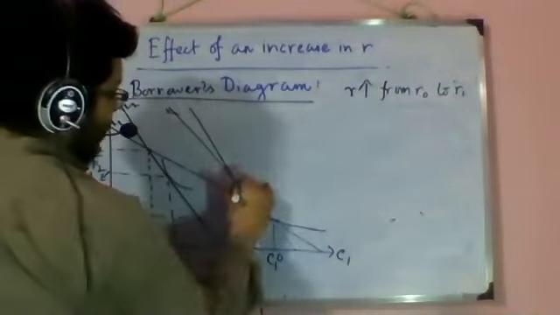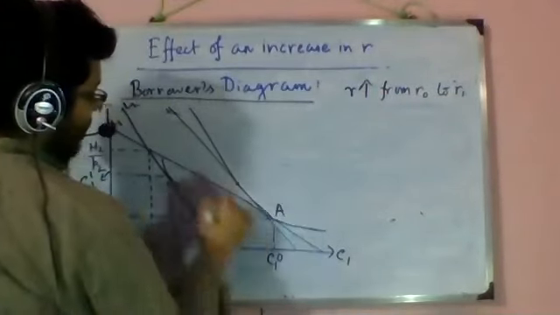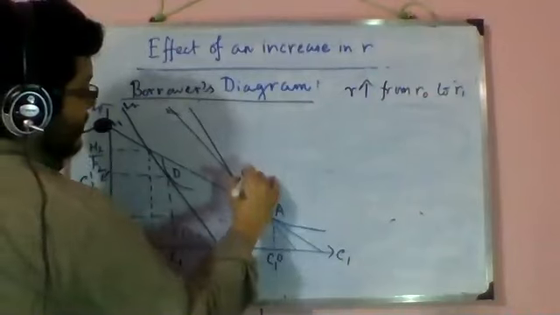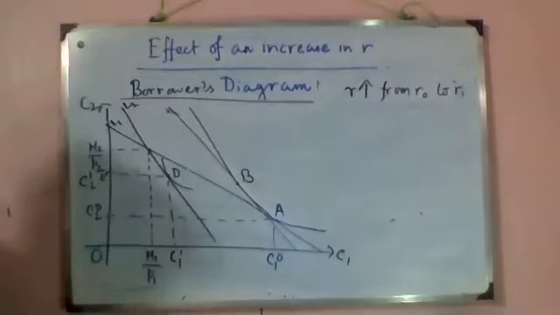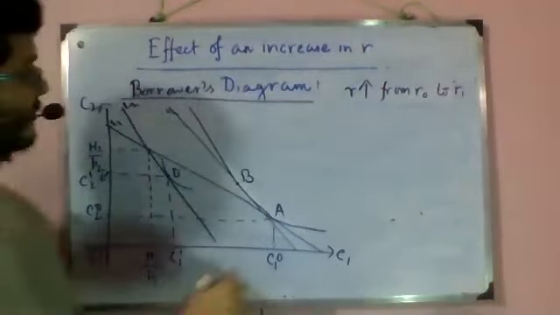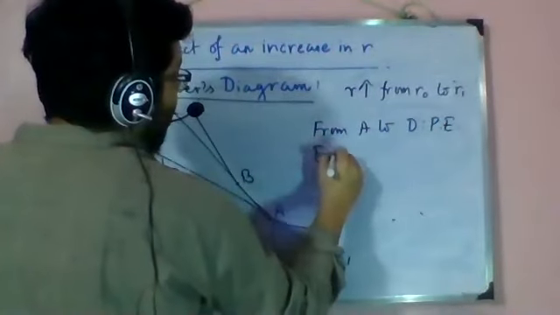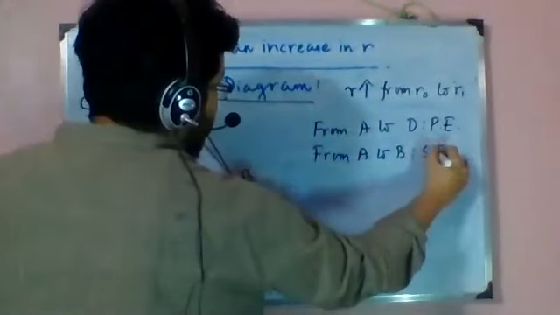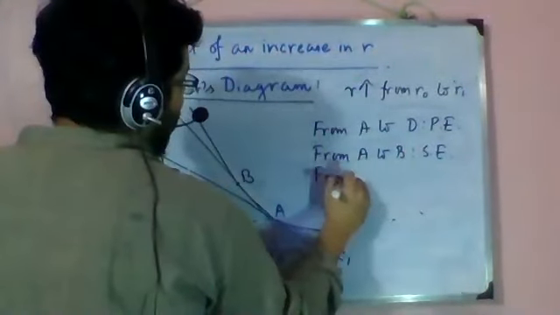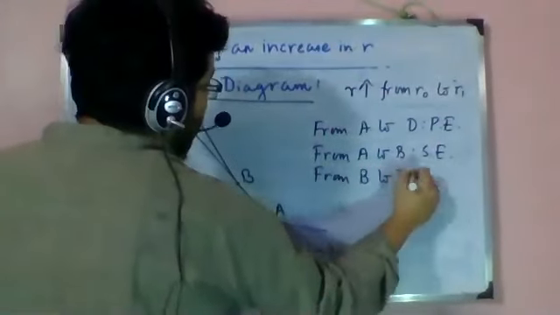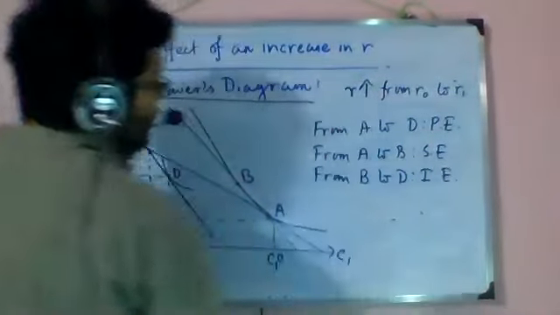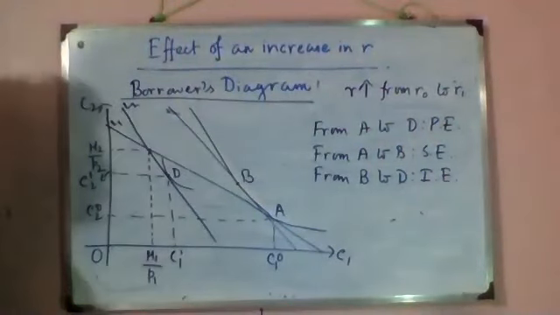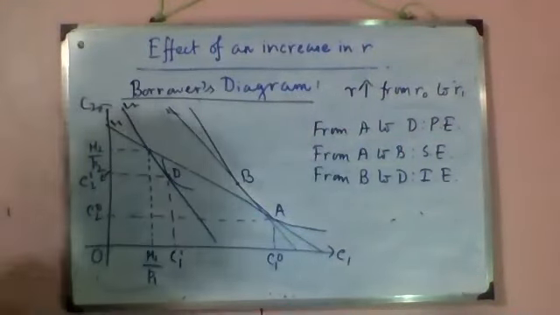Okay. So this becomes our A, this becomes our D, and this becomes our B. All right. So from A to D, this is our price effect. From A to B, this is our substitution effect. And from B to D, this is our income effect. Now, in case of substitution effect, it remains the same, right?